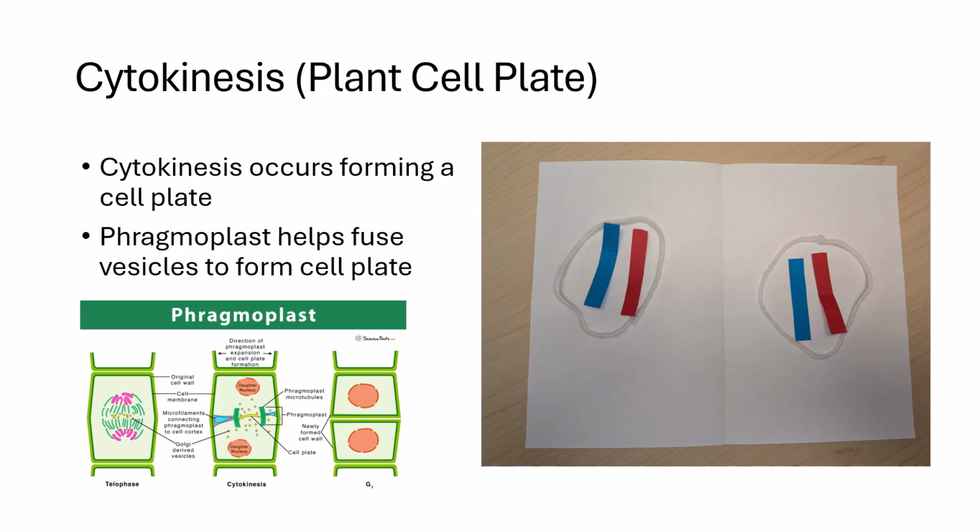During telophase, the Golgi apparatus sends vesicles filled with cell wall materials to the center of the cell, guided by a microtubule structure called the phragmoplast. These vesicles fuse together to form the cell plate. This plate grows from the center outward until it fuses with the original cell wall, successfully splitting the parent cell into 2 new daughter cells.